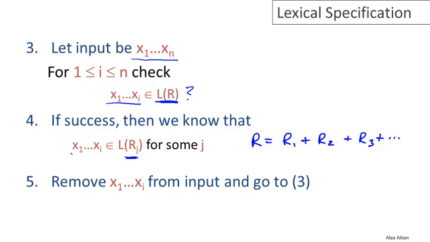Okay, so we know that this prefix x1 through xi is in the language of some rj. So we know that that's a word in our language. It's in one of the token classes that we're interested in. And so what we do is we simply delete that prefix from the input, and then we go back to 3, and we repeat. In this way, we keep biting off prefixes of the input, and we'll do this until the string is empty, and then we have lexically analyzed the entire program.